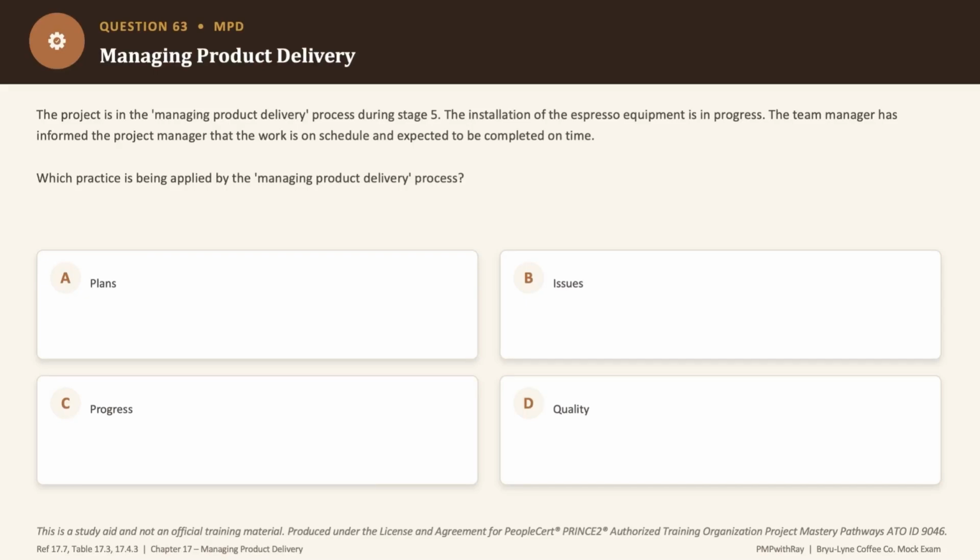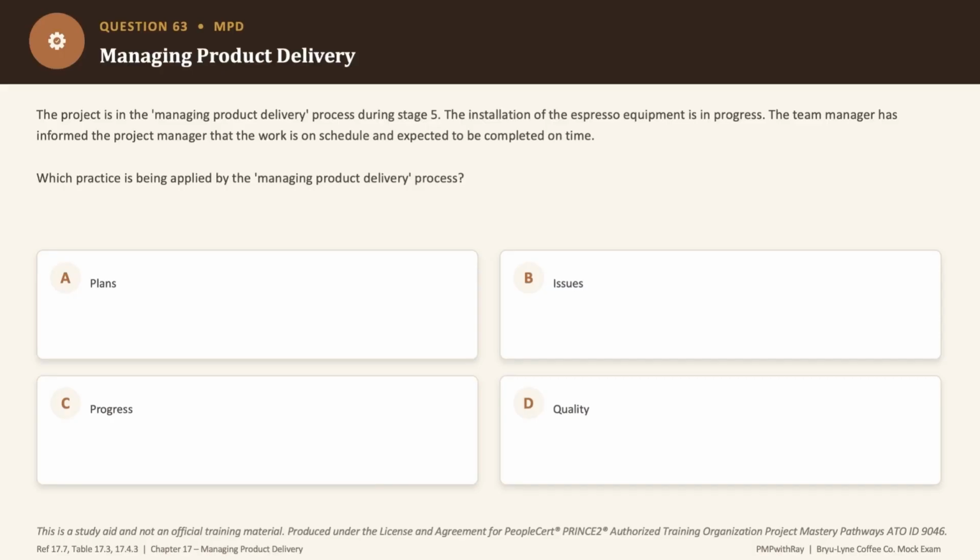Right, so moving on to the next process, managing product delivery. Question number 63. Please read the question and try to solve it first before we do this together. The espresso equipment install is going smoothly, and the team manager tells the project manager that it's on schedule and on track to finish on time. Now the question is asking which practice is being used here.